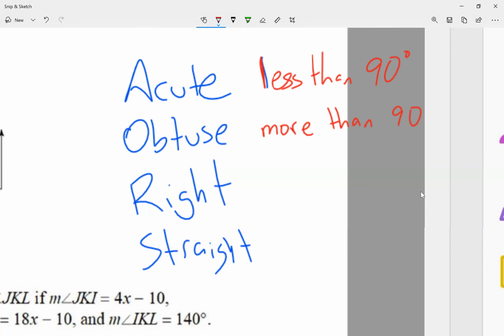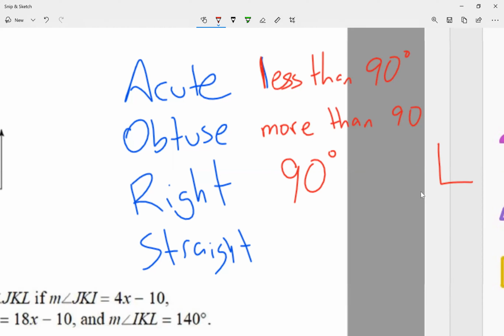So less than 90 is acute. More than 90 is obtuse. What about 90? It's not acute and it's not obtuse. 90 is a right angle. Now, interesting in figures, a 90-degree angle is in the shape of an L. Okay? So a 90-degree angle is in the shape of L.